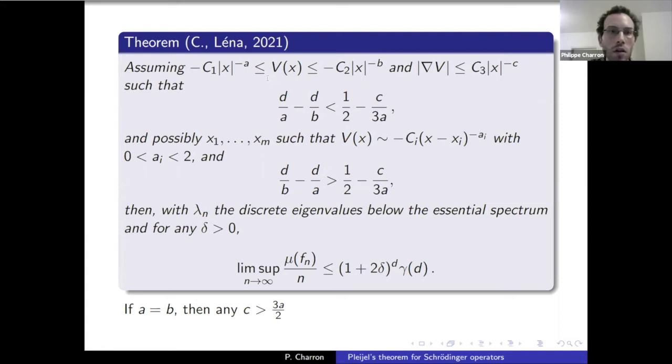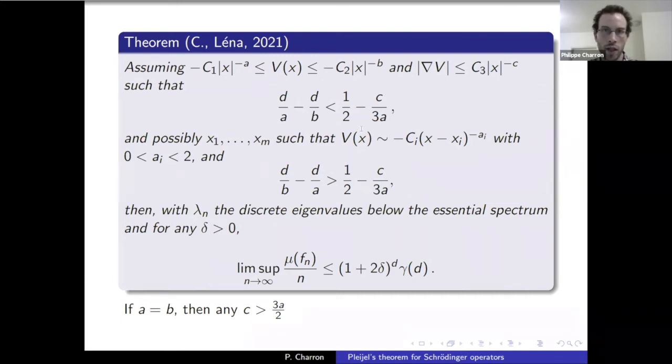Actually, sorry, I made a mistake. So the condition is actually the second one, but you basically get the idea that because we flipped the signs, it's d over b minus d over a here. So the first one is not true. It's the second one that's true.